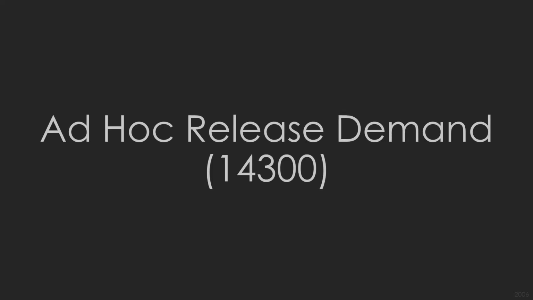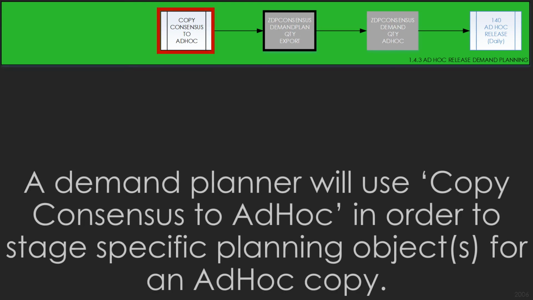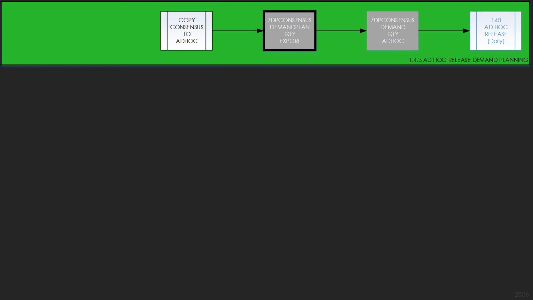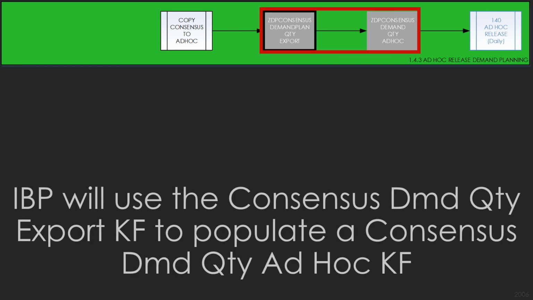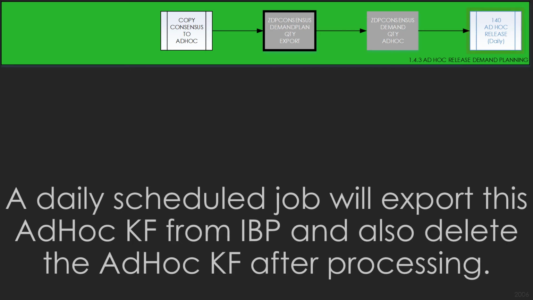Ad hoc release demand. A demand planner will use the copy consensus to ad hoc in order to stage specific planning objects for an ad hoc copy. IBP will use the consensus demand quantity export key figure to populate a consensus demand quantity ad hoc key figure. A daily scheduled job will export this ad hoc key figure from IBP and also delete the ad hoc key figure after processing.